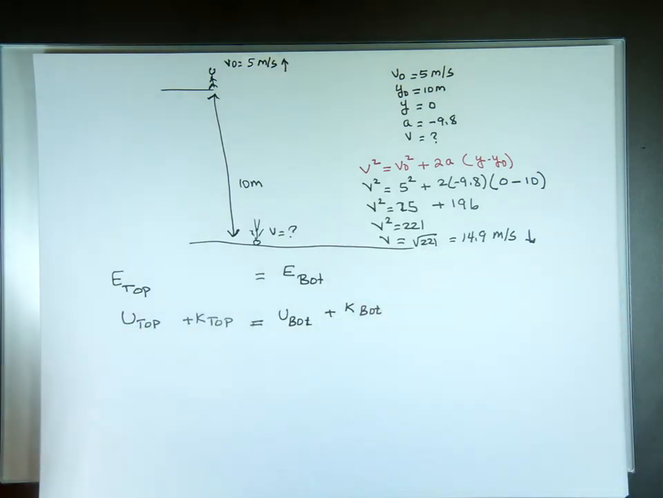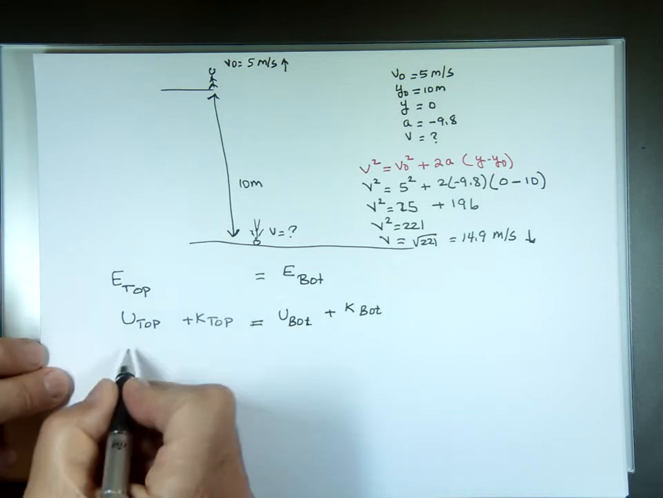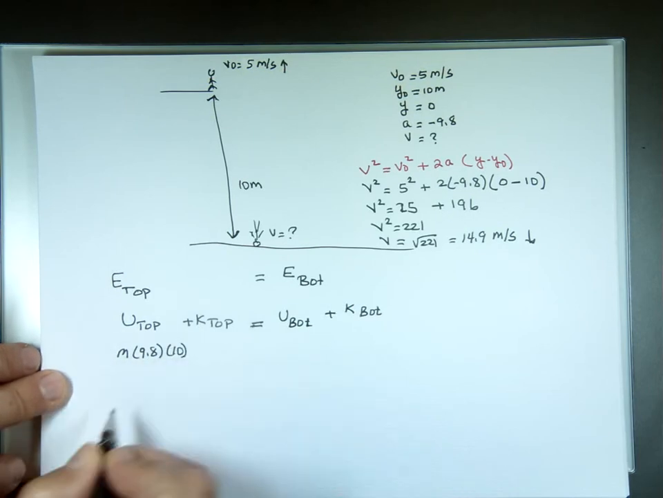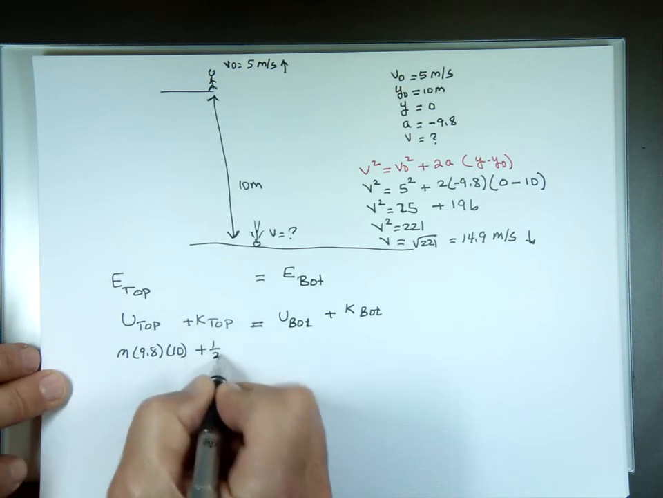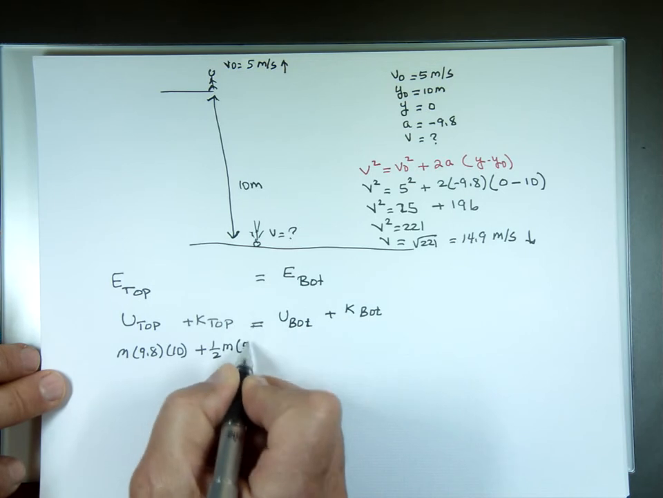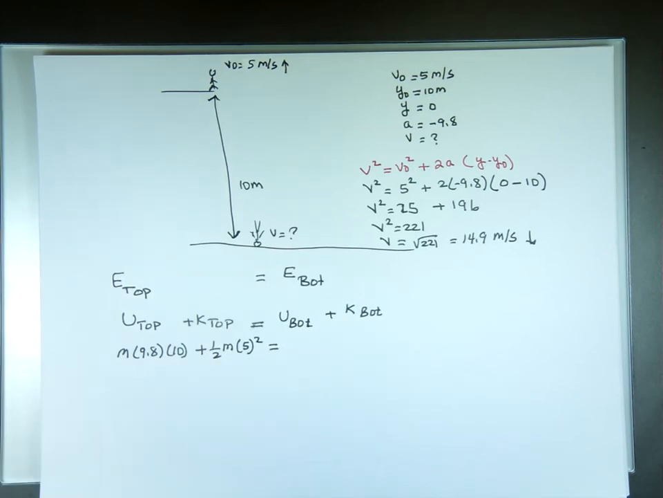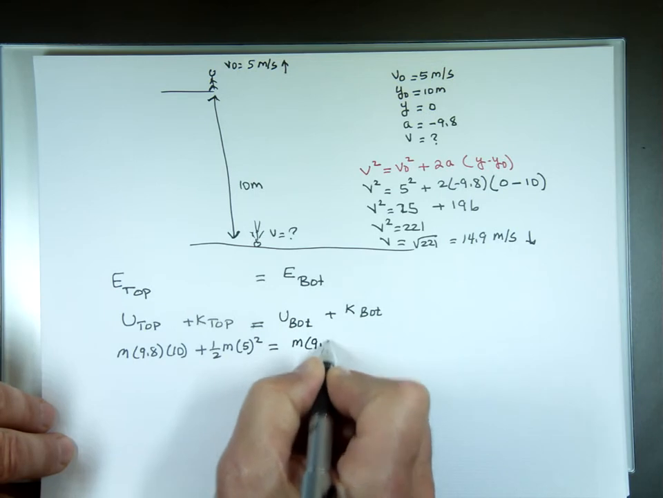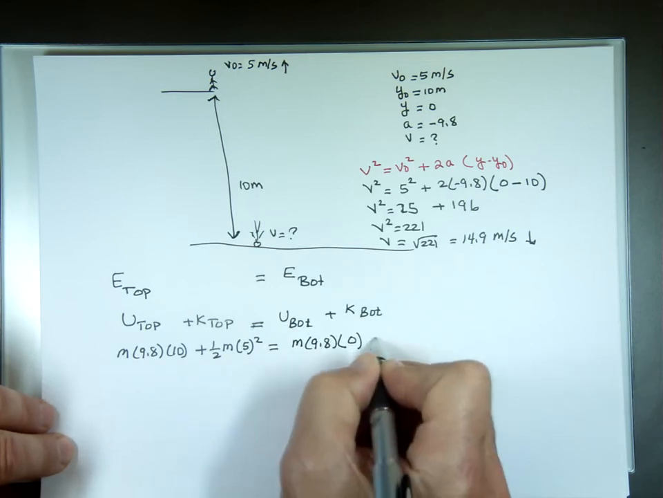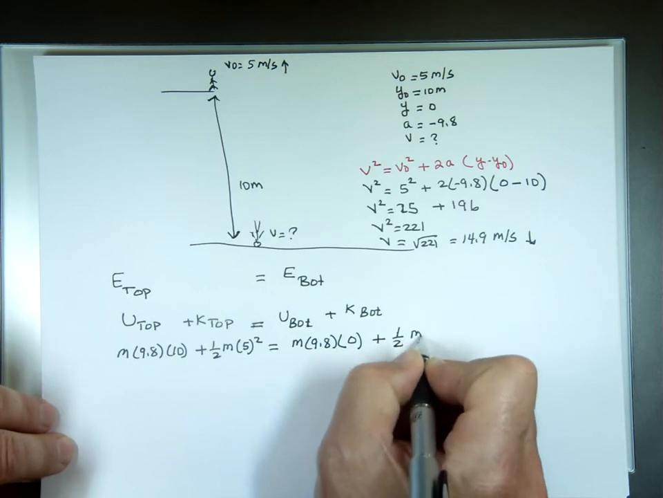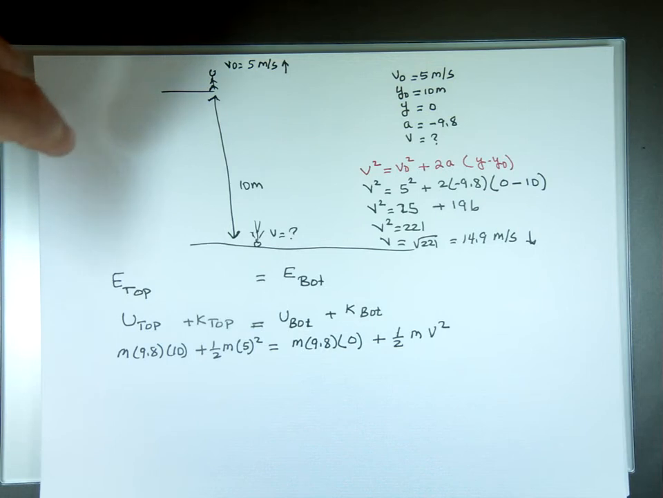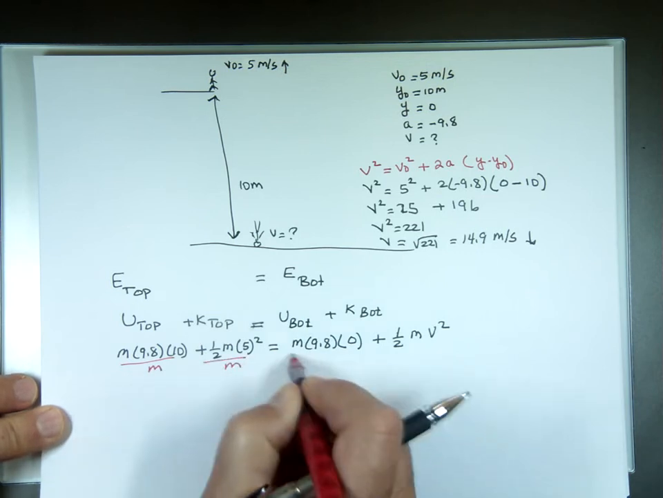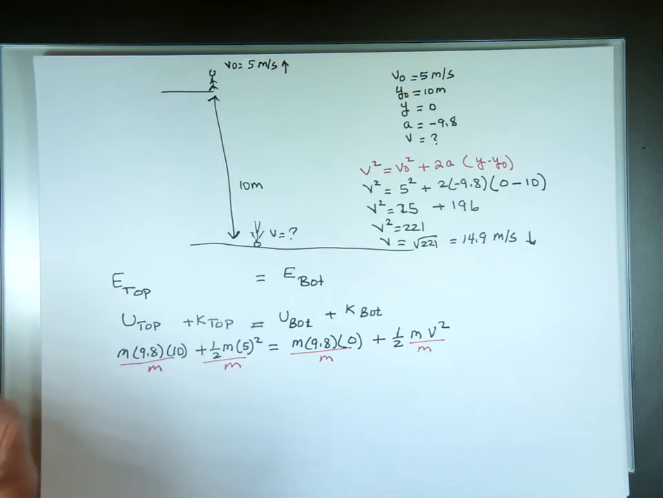But let's look at the top. What do we have for potential energy? Mass, I never gave you the mass, times gravity, 9.8, times the height, which is 10, plus the kinetic energy, which is 1/2 the mass times the velocity squared. At the bottom, mass times gravity, 9.8, and what's the height? 0. Plus the kinetic energy, which is 1/2 mass times the velocity squared. And notice every term has m in it, so if you divide by m, the m's will disappear.